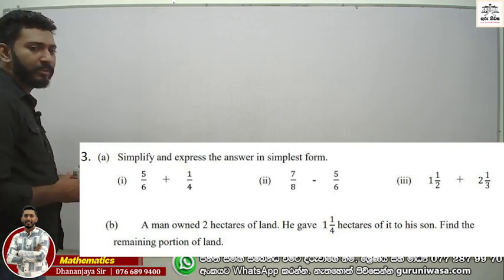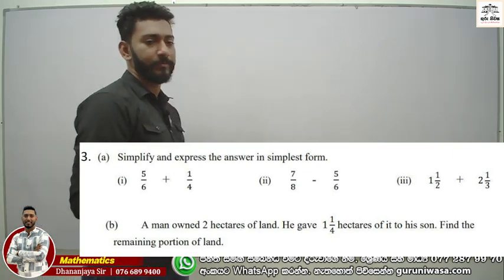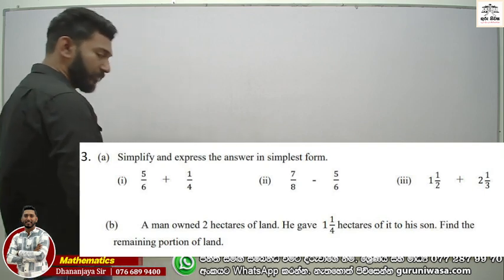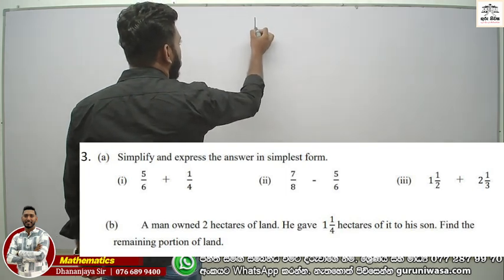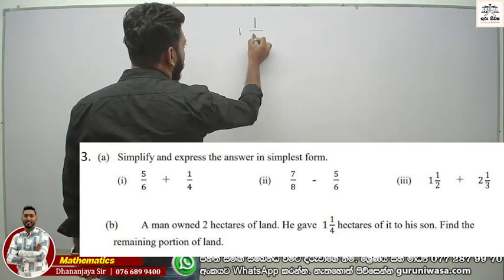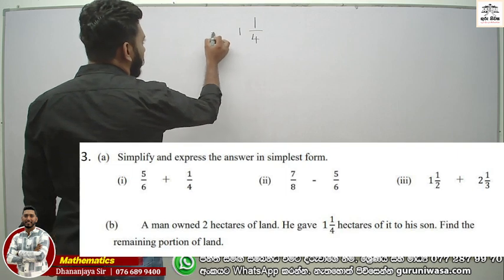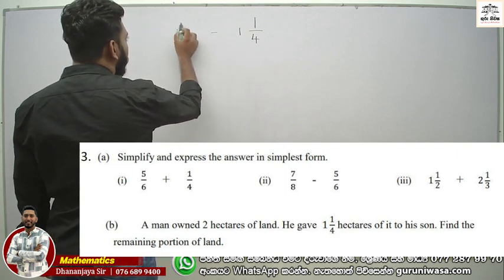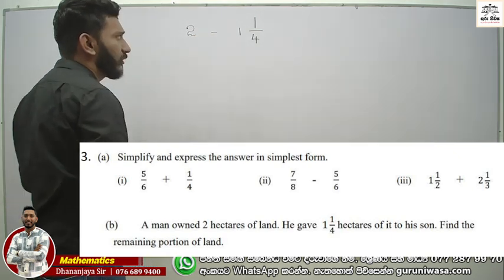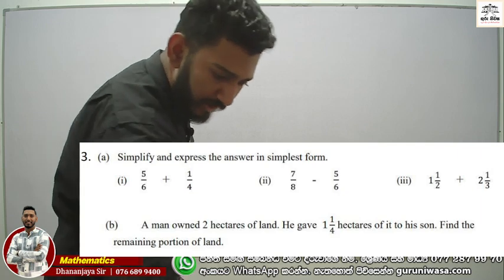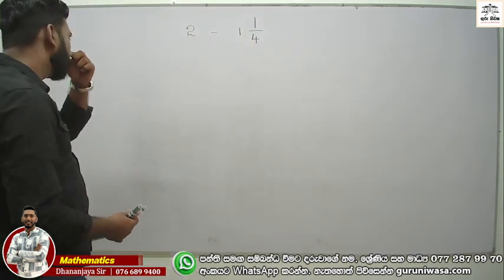Now tell me, you need to subtract, right? How to subtract? 1 and 1/4 hectares from the 2 hectares. The 2 is a whole number. Now I'm going to discuss 2 methods.